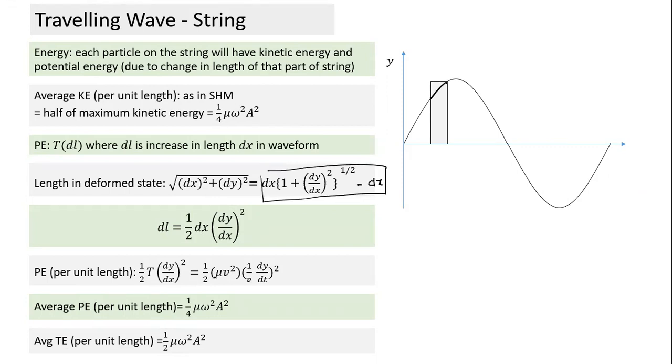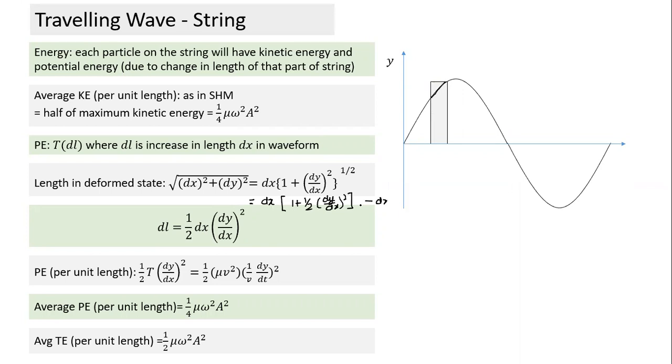Okay, I could have written one more step. Let me write one more step here. I am not spending too much time on this because people forget the derivation very quickly. So this term is equal to dx times 1 plus 1 by 2 dy by dx whole square. To calculate dl, I need to subtract: this is the new, deformed length, and I have to take the change in length, so I subtract the original length dx.